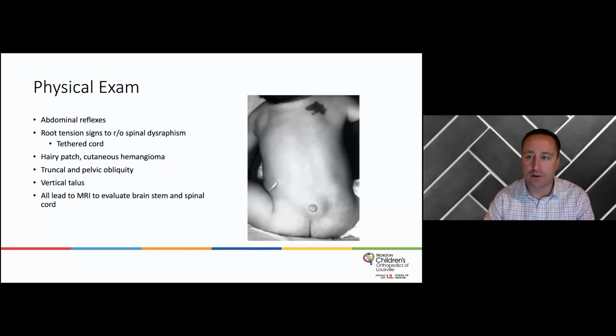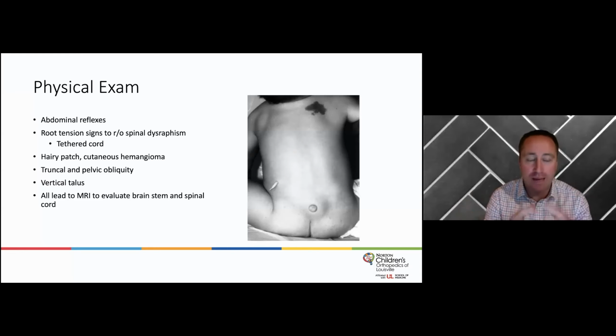Physical exam is very important for congenital scoliosis. You want to always check the abdominal reflexes. So what you do is you want to take metal. If your pin tip is metal, that's good. But in each quadrant of the abdomen, you should stroke towards the umbilicus. And if your belly does not move, then that is an abnormal abdominal reflex.